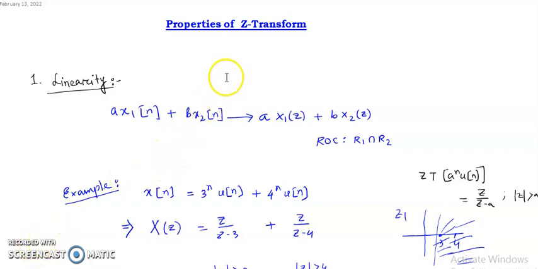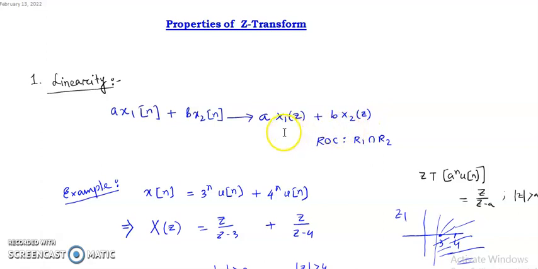In this video, we're going to discuss the properties of Z transform. The first property is the linearity property, where two signals x1[n] and x2[n] are multiplied by two coefficients a and b, and the sum of these two signals in the time domain is equal to the sum of their Z transforms multiplied by these coefficients a and b. So a x1[n] plus b x2[n] will be equal to a X1(z) plus b X2(z).